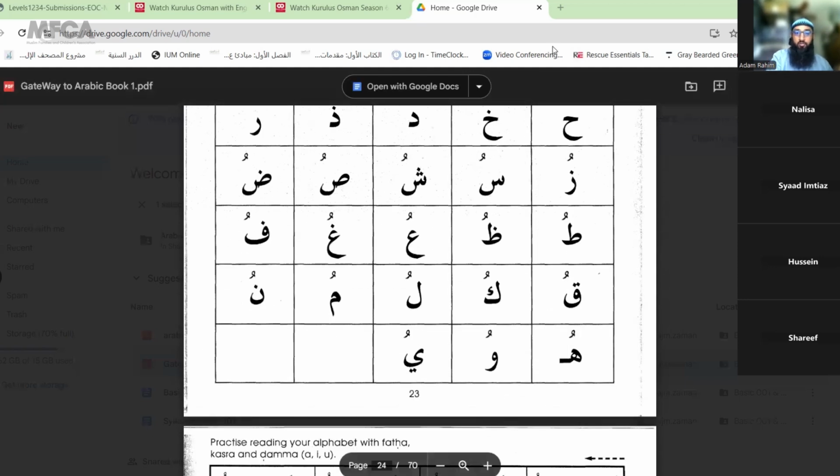The last of the short vowels we have here will be the U sound, the dhamma. So start with Brother Hussein. Seen, Dhamma, so it's Su. Right, very good. Sister Melissa, the next one, please. Sheen, Dhamma, Shu. Very good. Brother Shadi, the next letter, please. Sod. And Su. Ahsan.